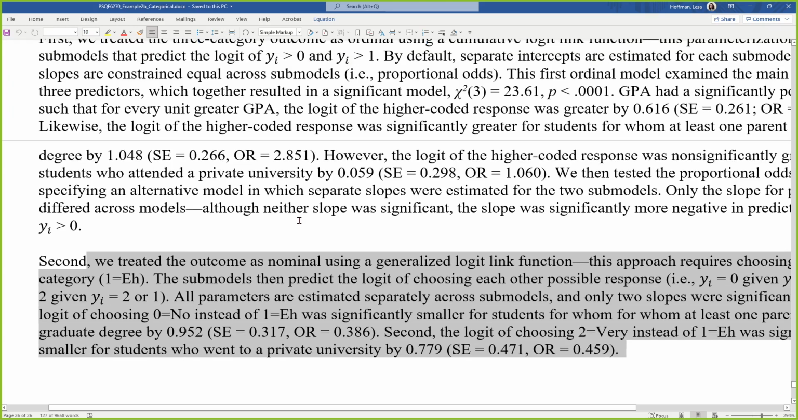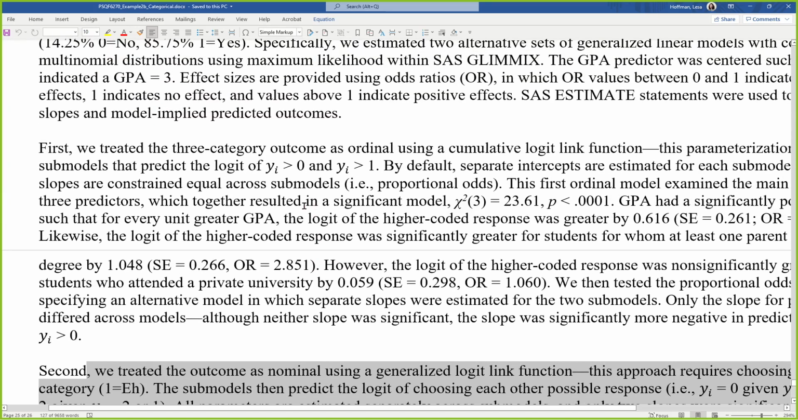Okay, any questions on categorical outcomes models before we change gears then? Going once, going twice.